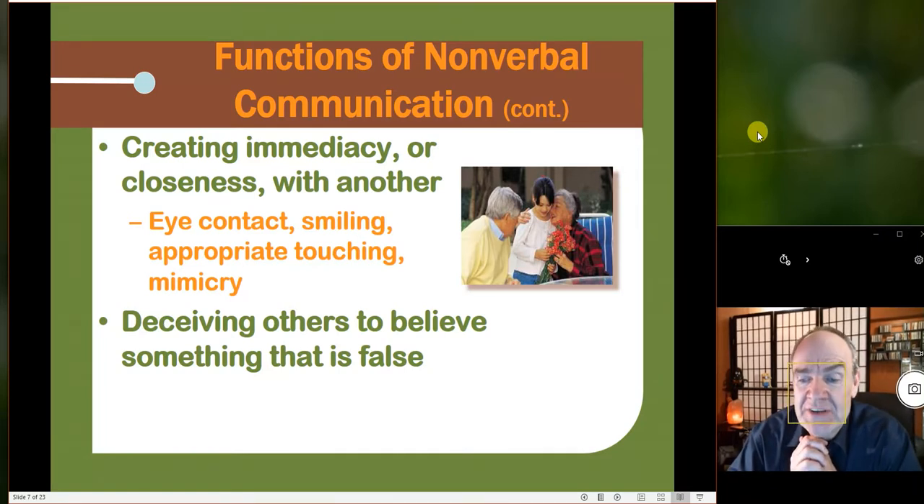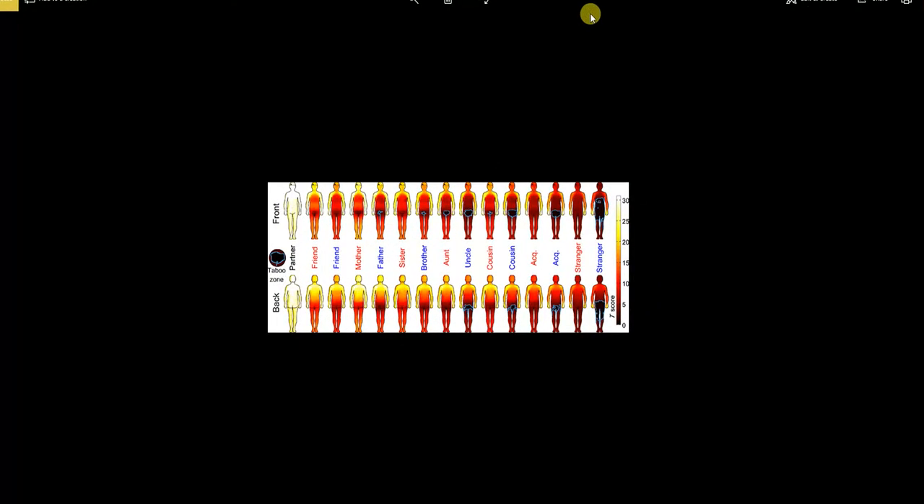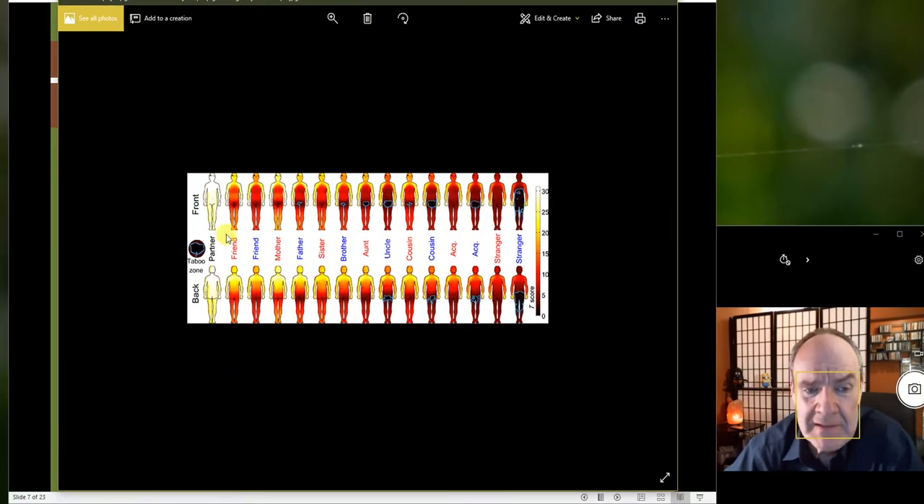Let's talk about physical touch, and we're going to do this again. Let me show you this great picture. Let me make it full screen just so you can see it easier. That didn't make a difference. Let me bring it back. If you notice, that's the front of a person on the top line and the back side of a person on the bottom line. And basically what it says is, who are you going to let touch you?